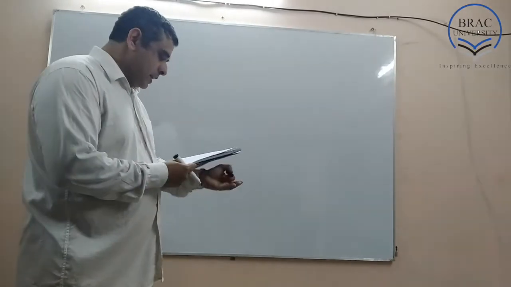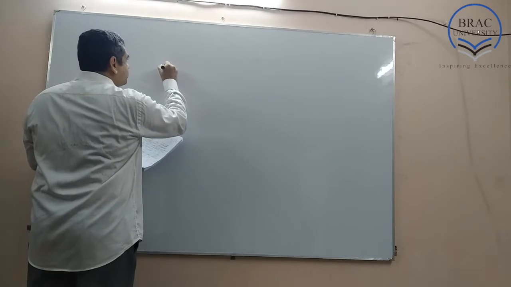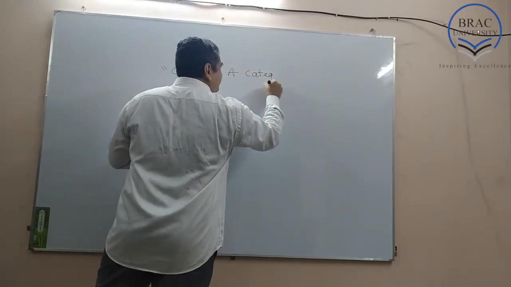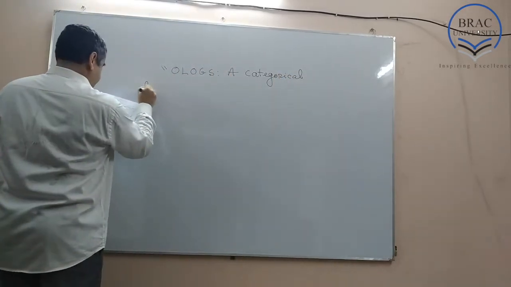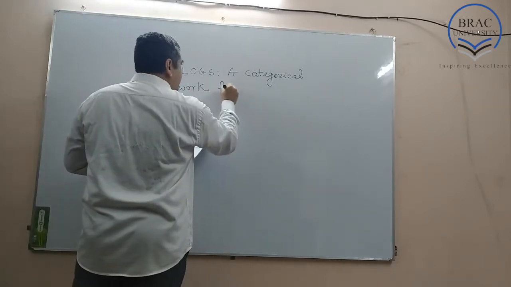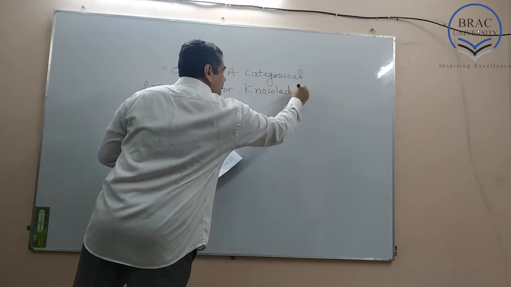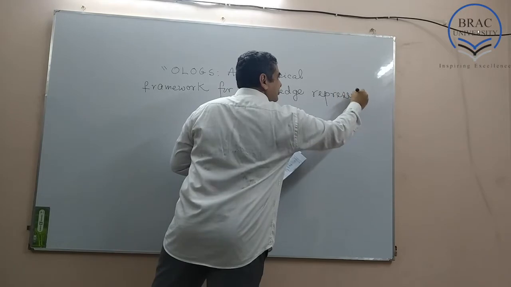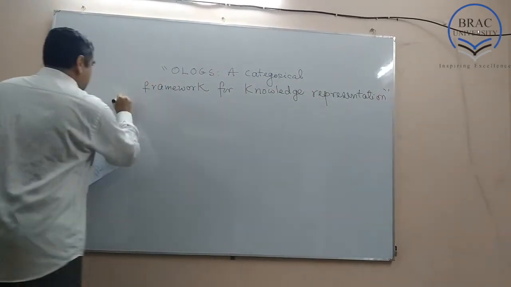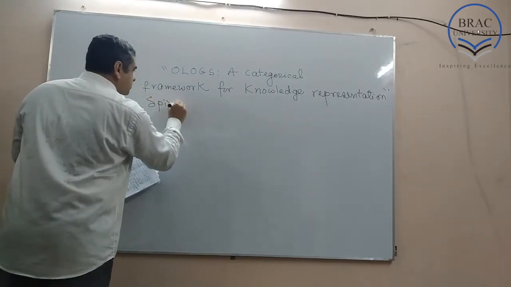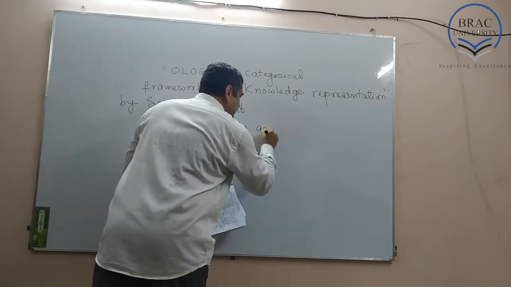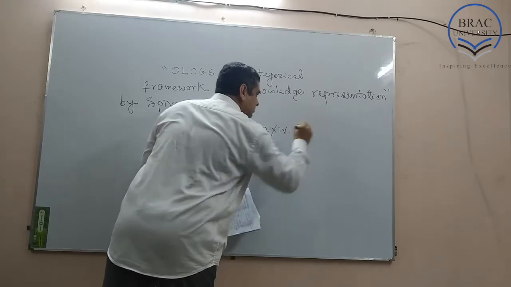For details of Ologs, the interested viewers are referred to the article Ologs, a categorical framework for knowledge representation, by Spivak and Kent, and this article is available in archive.org. Alright.